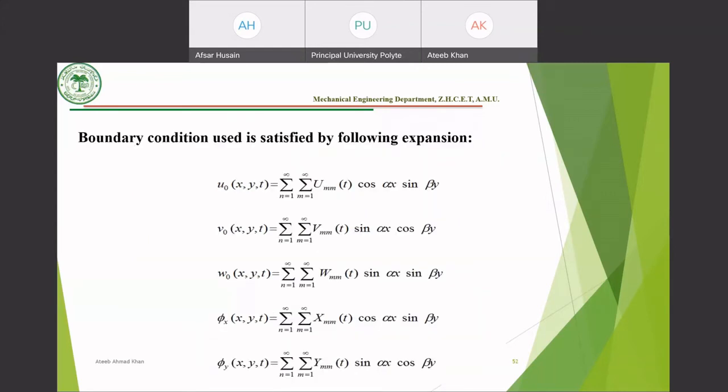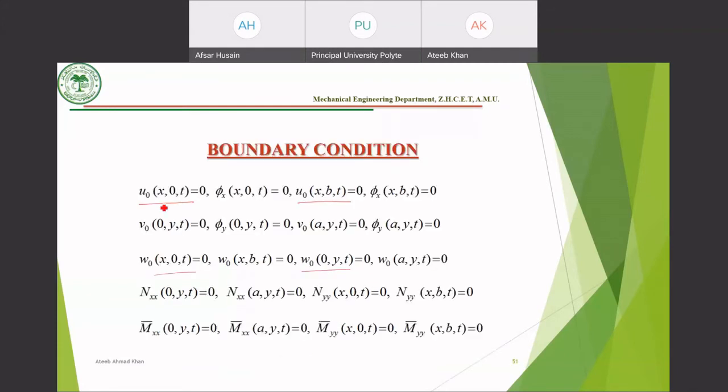So this is basically the Fourier expansion which has been used in order to satisfy the boundary conditions. If you consider this first expansion, where alpha is equal to m pi by a, and beta is equal to n pi by b. Since we are talking about a plate, that's why a and b. Now this u naught, I have already underlined this. This u naught has to be 0 at y equal to 0 and at y equal to b.